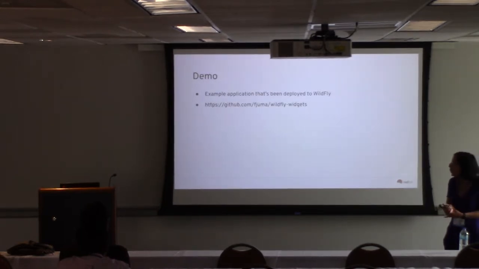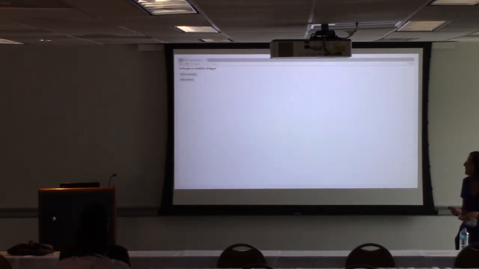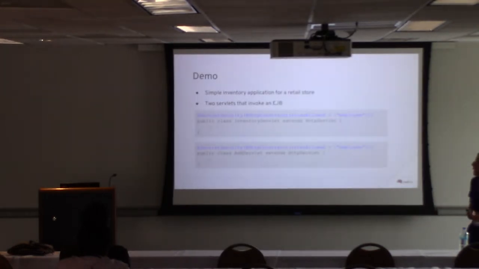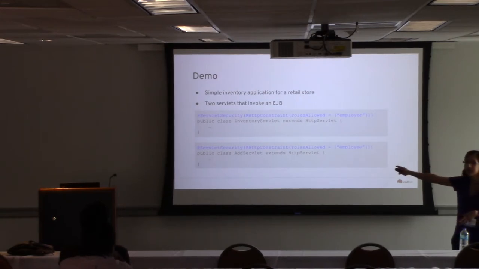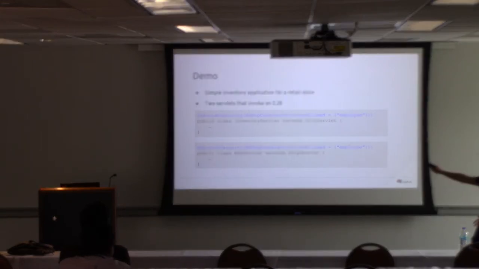Okay. So now we're going to take a look at an example application that I've deployed to WildFly. It's a simple inventory application for a store called WildFly Widgets. It has two servlets that invoke an EJB. Both servlets have a constraint specified that says that only users with employee role should be allowed to access these servlets.